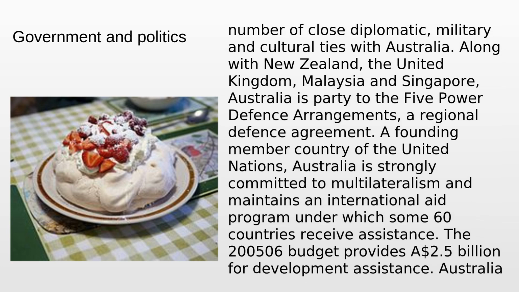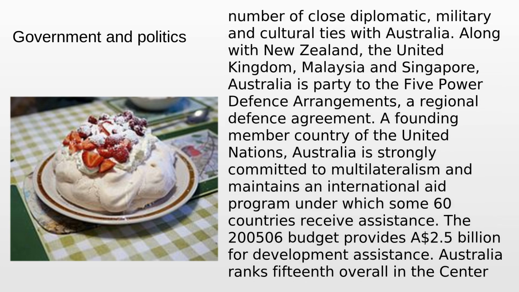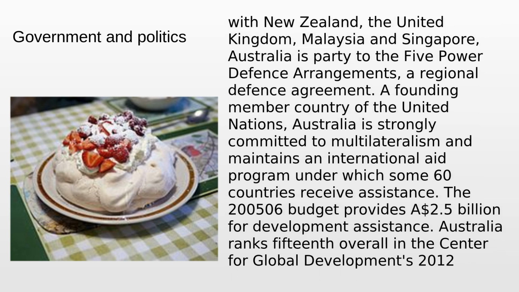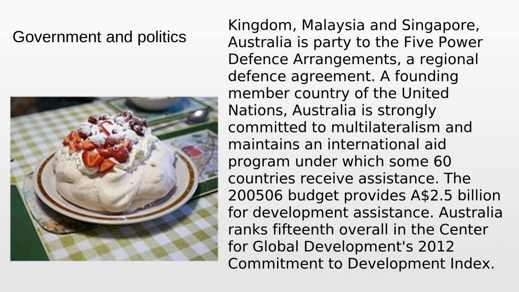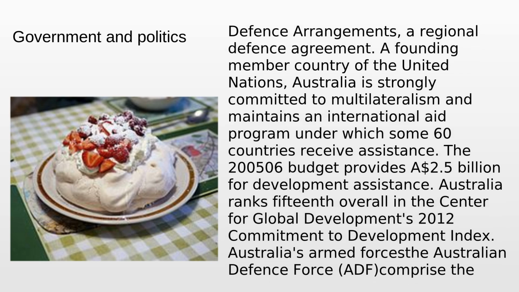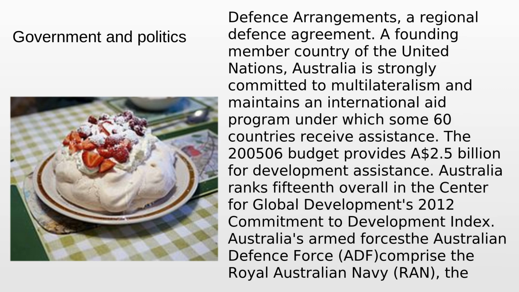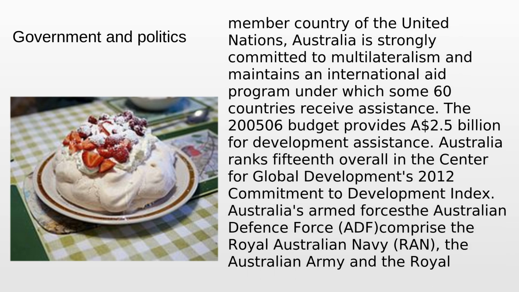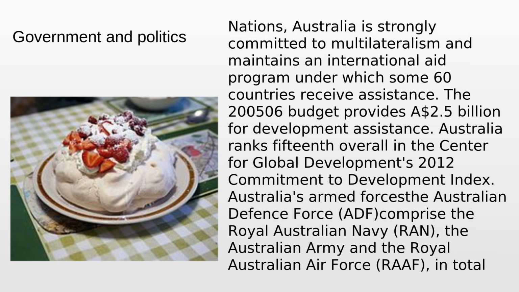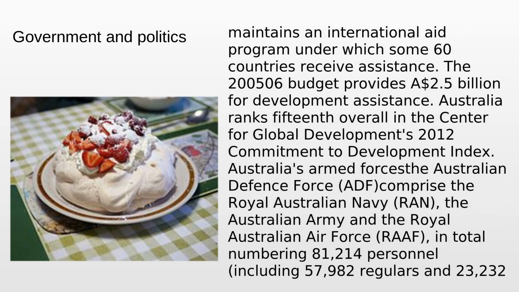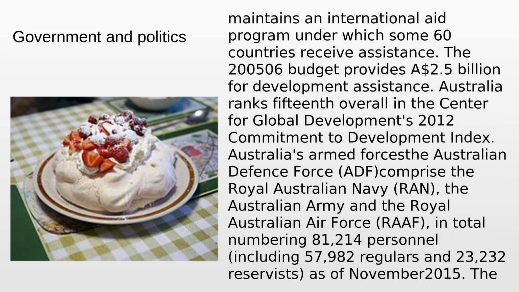Australia is a founding member country of the United Nations. Australia is strongly committed to multilateralism and maintains an international aid program under which some 60 countries receive assistance. The 2005-06 budget provides $2.5 billion Australian dollars for development assistance. Australia ranks 15th overall in the Centre for Global Development's 2012 Commitment to Development Index.